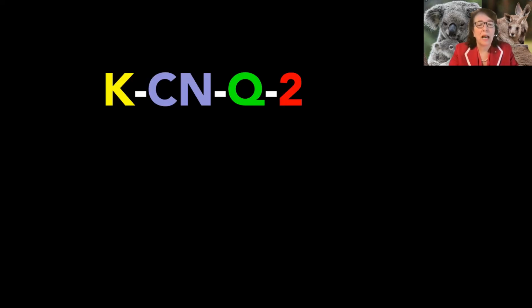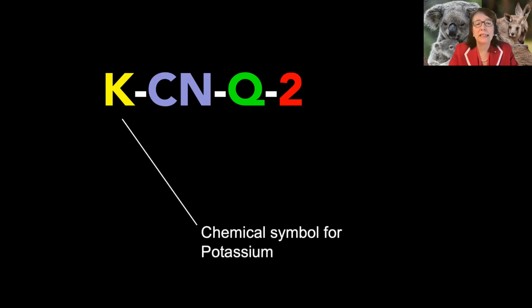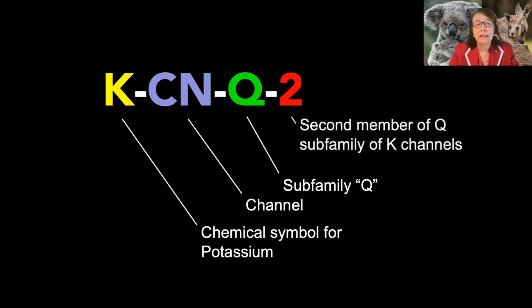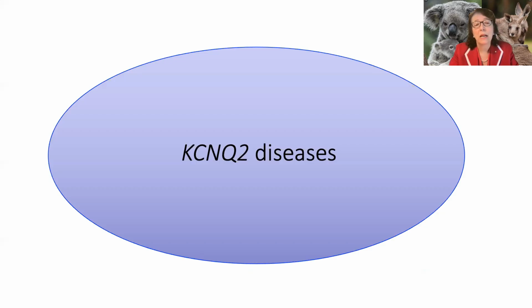What do this array of numbers and letters mean? Well, the K stands for potassium. It's the chemical symbol for potassium. CN is simply channel. Q is the subfamily Q. And this gene is the second member of the Q subfamily of the K channels, of the potassium channel.